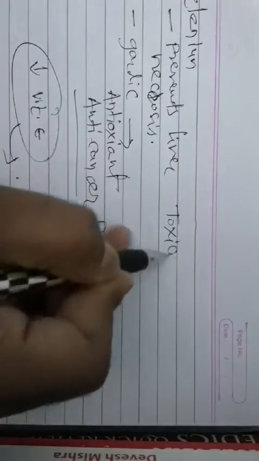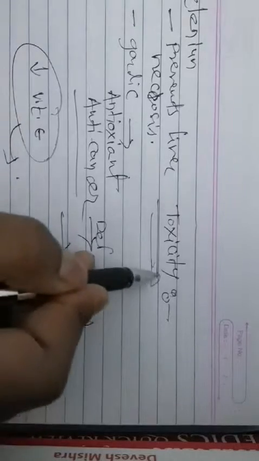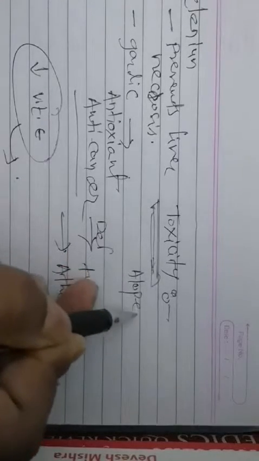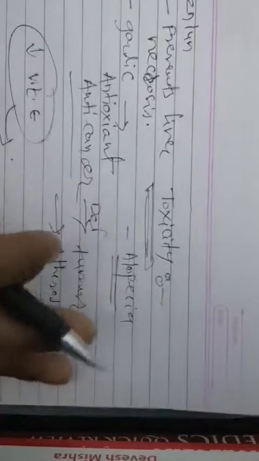Toxicity also happens because of selenium, and the toxicity of selenium leads to alopecia. Then it leads to neuropathy, and lung and nasal carcinoma, liver necrosis.